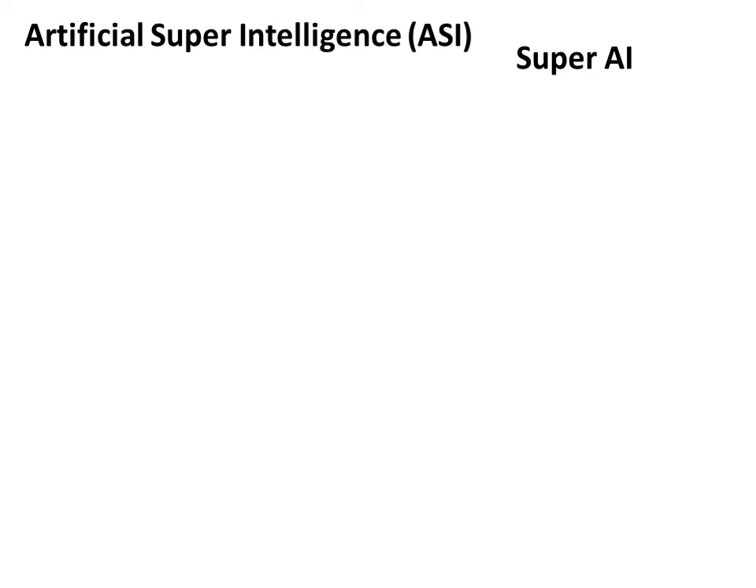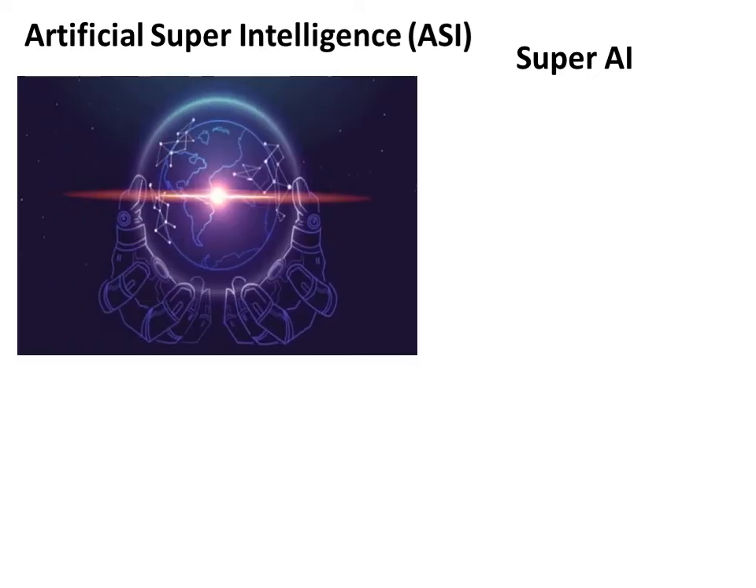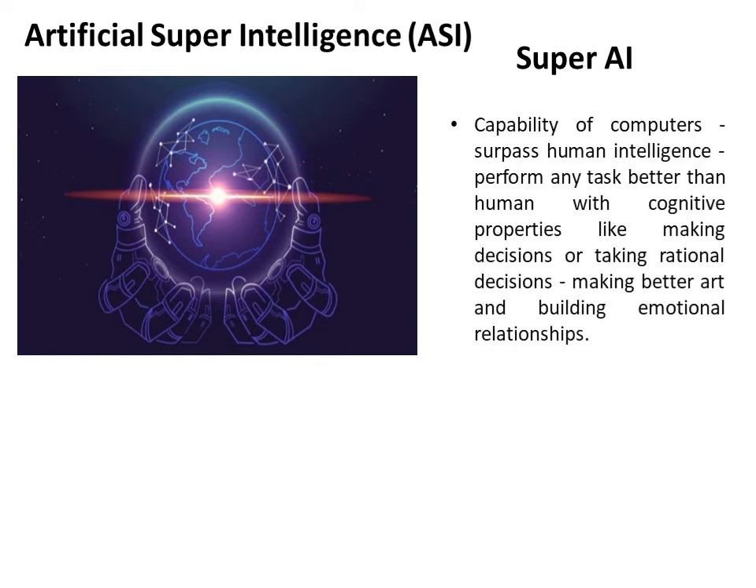But artificial superintelligence, which is also known as super AI, is considered to be the logical progression from artificial general intelligence. Super AI is the level of intelligence of systems where the capability of computers or machines could surpass all human intelligence. That is, it can perform any task better than human with cognitive properties like making decisions or taking rational decisions, and even things like making better art and building emotional relationships.